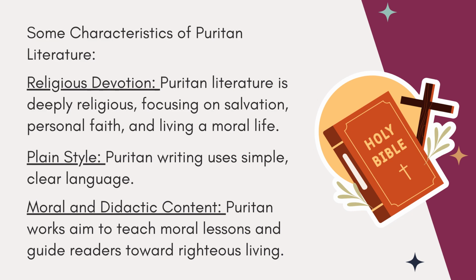The next characteristic is plain style. Puritan writing uses simple, clear language. Puritans believed that straightforward writing is the best way to share religious ideas. The next characteristic is moral and didactic content. When we say didactic, it is about teaching. Puritan works aim to teach moral lessons and guide readers toward righteous living. The common forms include sermons, religious pamphlets, and stories with clear messages.